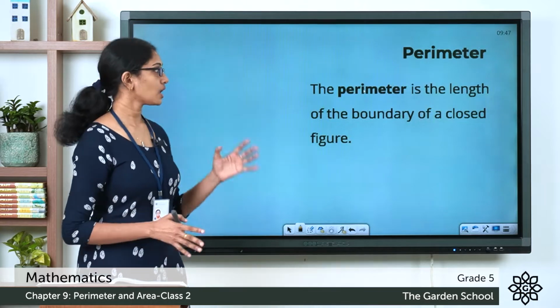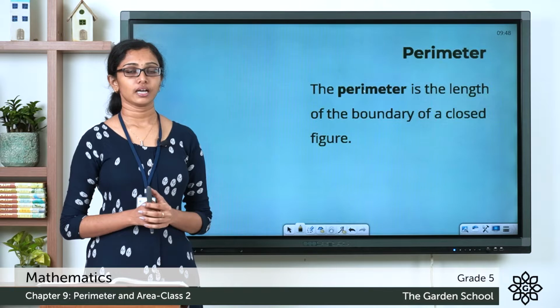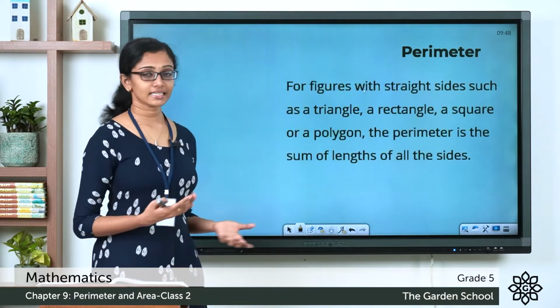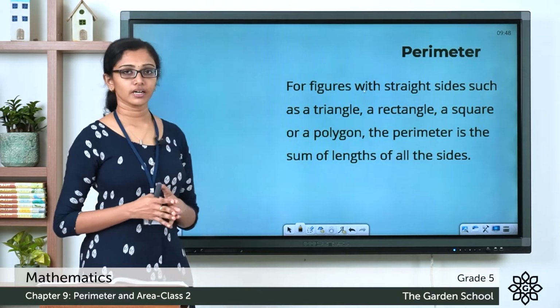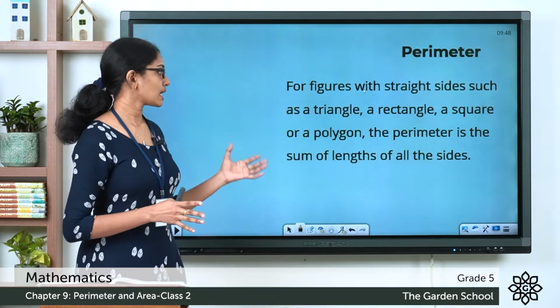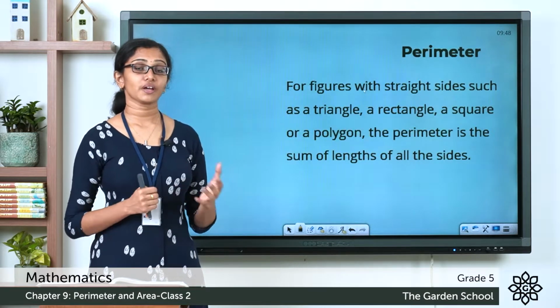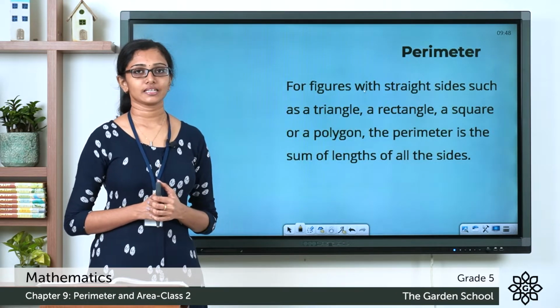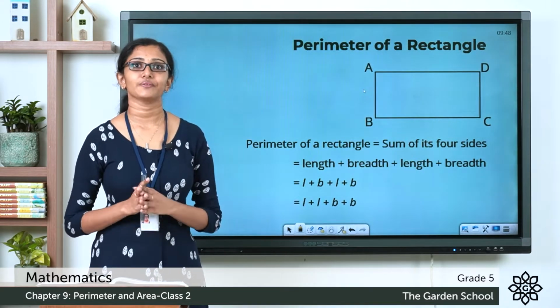The perimeter is the length of the boundary of a closed figure. For figures with straight sides such as a triangle, a rectangle, a square or a polygon, the perimeter is the sum of lengths of all its sides. This we have learned in the previous class itself. So today, let's learn how to find out the perimeter of a rectangle.